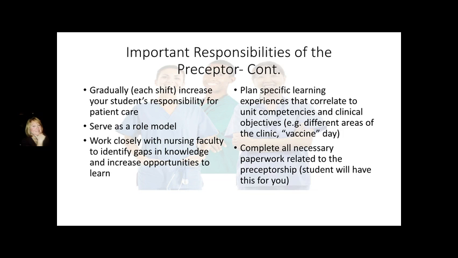We want students to have as many opportunities to learn as possible. So it's our hope that they are able to see multiple areas within the clinic. Planning specific learning experiences when possible is ideal. So as I've talked about, we know that some of the community health centers are open at certain times for certain specialty clinics or stay late for certain specialty clinics. We hope our students are able to have that kind of exposure.